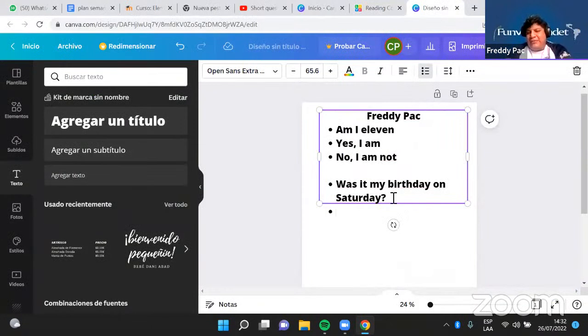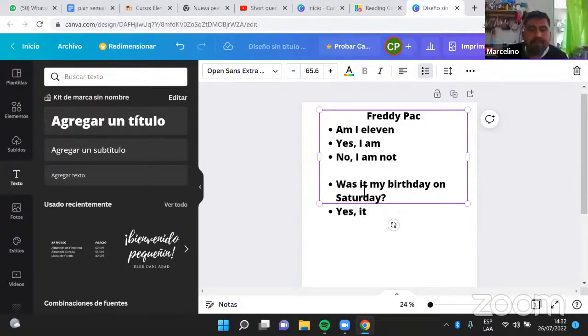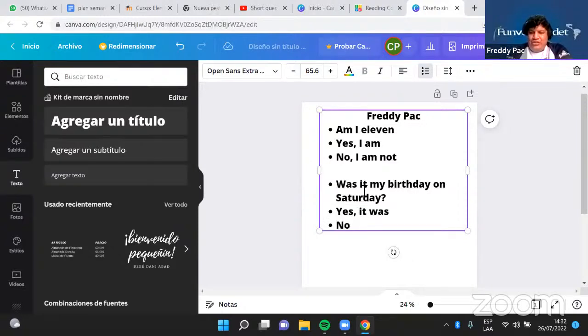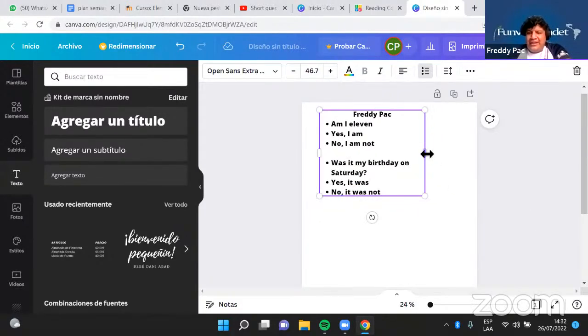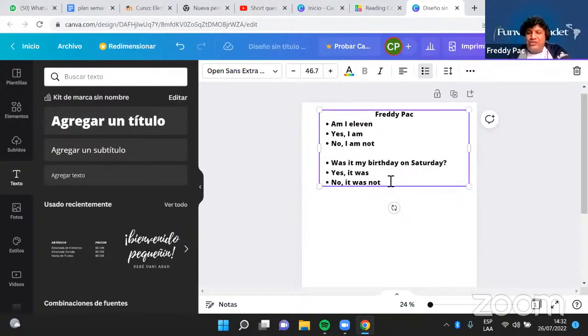And I can put the answers. What do you think can be the answers? I cannot put yes, I am, because I am talking about it was. Yes, it was. No, it was not, wasn't. It was not because it is past. The question is in past. Was it my birthday on Saturday? Let's continue. So I have right now 2 questions for my test.